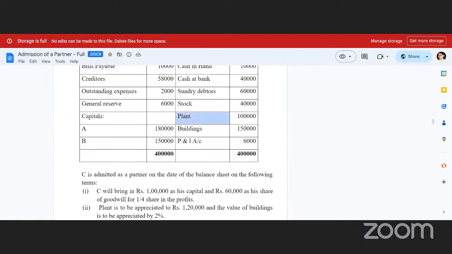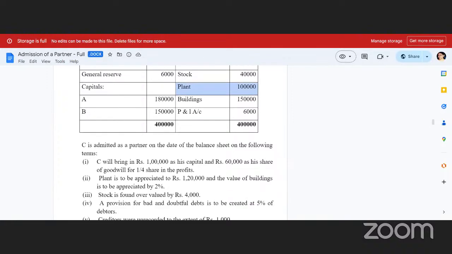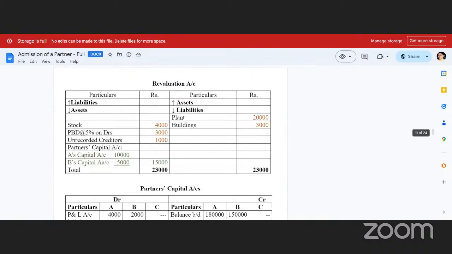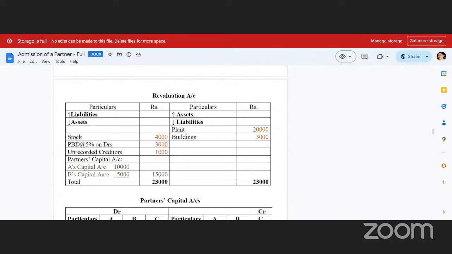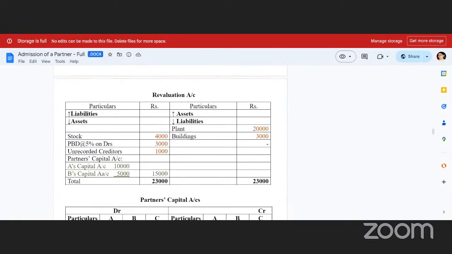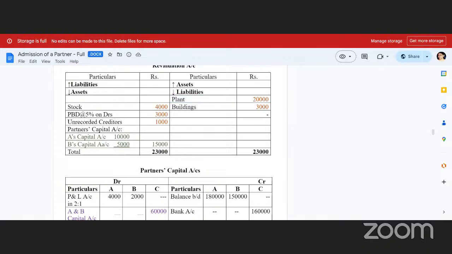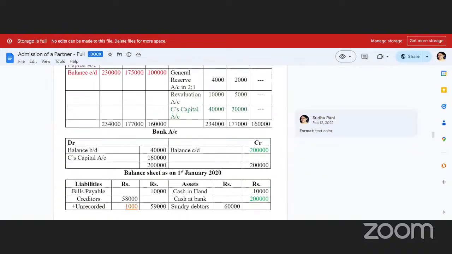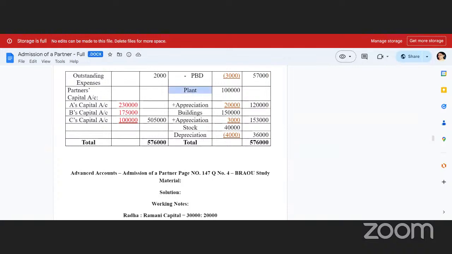Now the next one is plant. Can we take the plant account amount directly in the new balance sheet? No. Appreciation is there. Again, for the plant, there is an adjustment. Which side is the plant adjustment in the revaluation account? Credit side. Credit side means increase of asset. So this credit side value, whatever you have taken, has to be added to the plant and shown. See, this is the plant from the old balance sheet, and this is the appreciation of 20,000 from the revaluation account, and the total is 1 lakh 20. Understood?